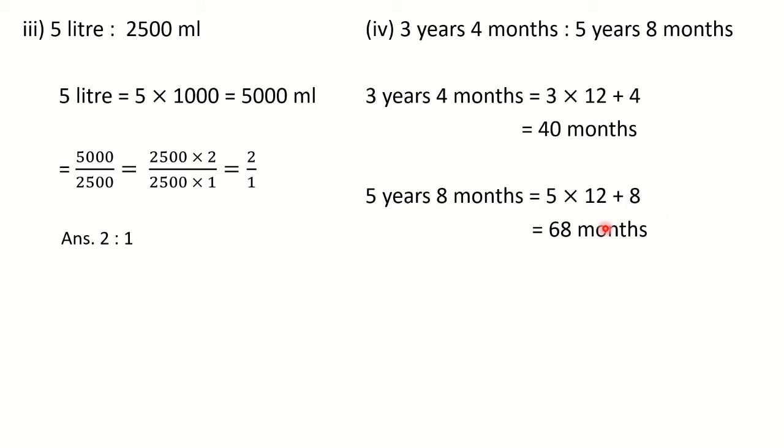Now they are in the same units. So let us find the ratio. 40 divided by 68. Again, these two numbers are divisible by 4. 40 we can write as 10 into 4, and 68 we can write as 17 into 4. And therefore the ratio is 10 upon 17, that is 10:17.